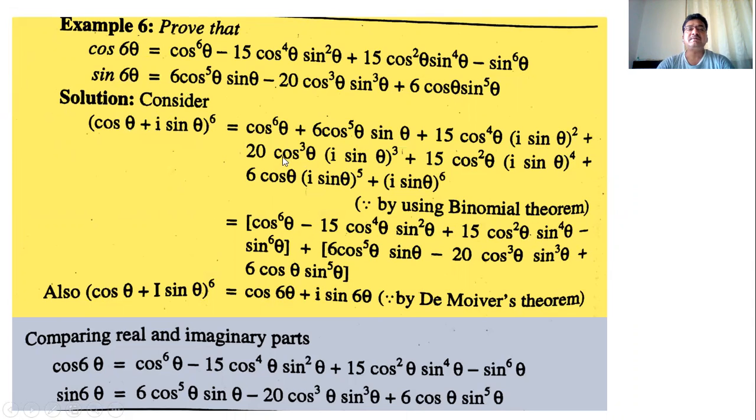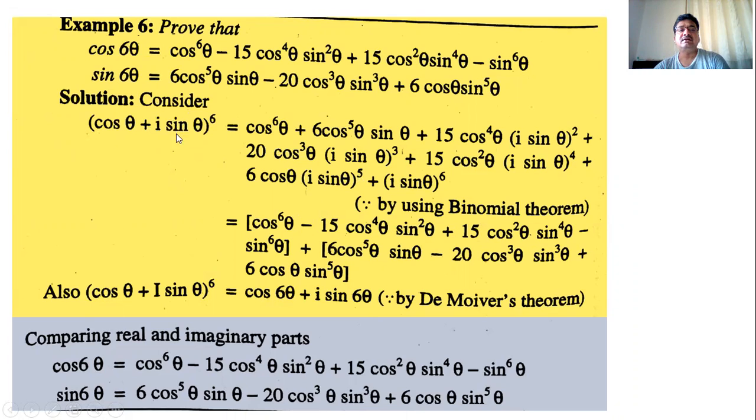Then plus the next term, 6C3. What is 6C3? By using a calculator, 6C3 is 20. Then its power decreases by 1. Here was cos raised to 4 theta, here is cos cube theta, and i sin theta raised to 3. Its power increases by 1, i sin theta raised to 3.